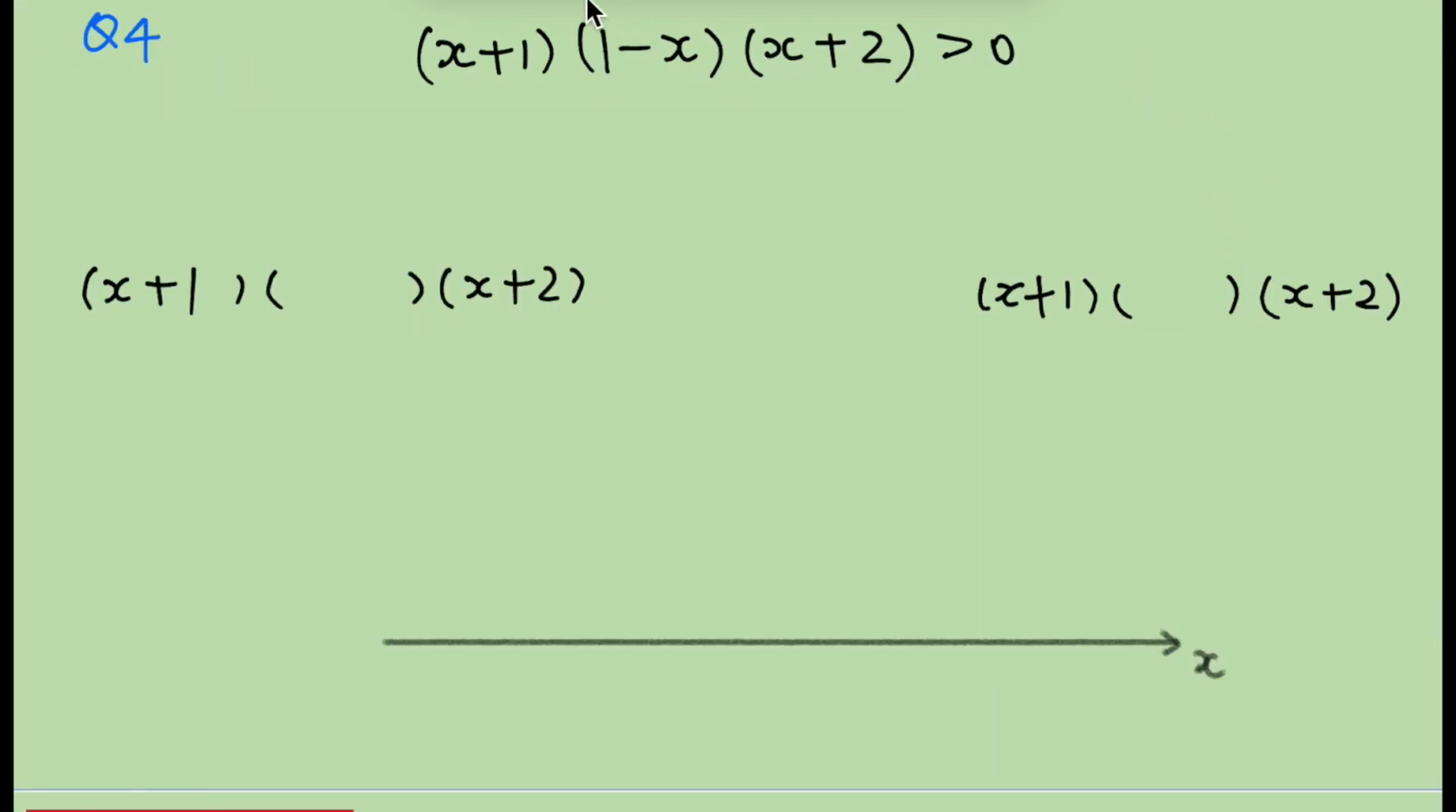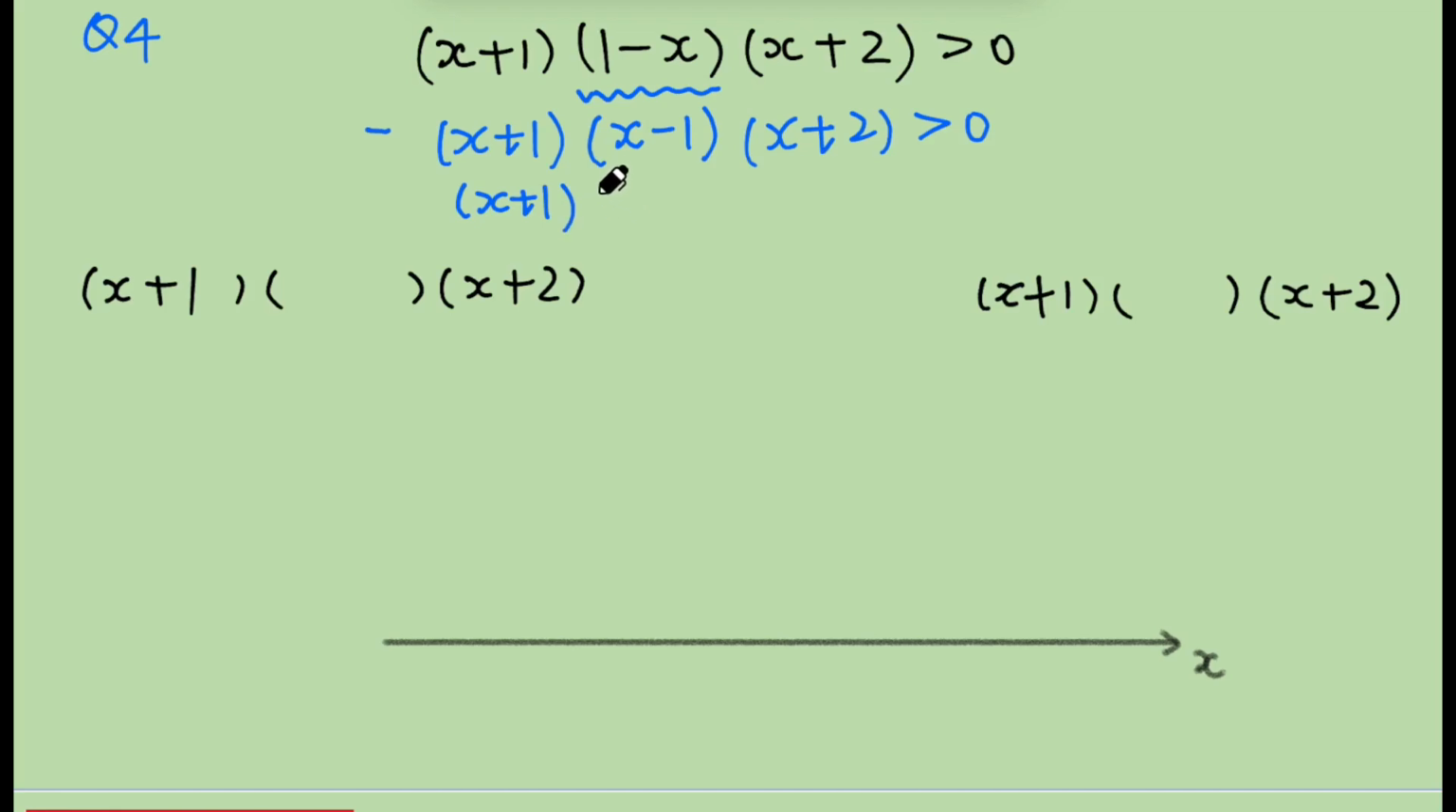Question 4. For this, there are 3 factors on the left-hand side of the inequality. But there is a difference compared to the previous questions. There is a term where the coefficient of x is negative. In this case, we are going to put a negative sign outside and make this term's x coefficient positive. Then we will have this inequality. After that, both sides are divided by -1, and we are going to get a new inequality. Since we divide by a negative value, the inequality sign should be flipped.